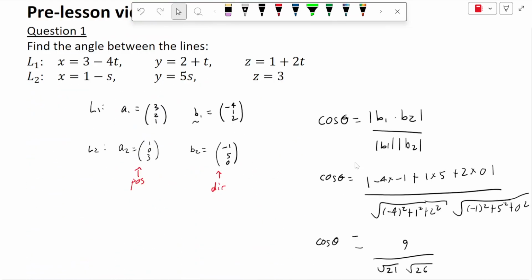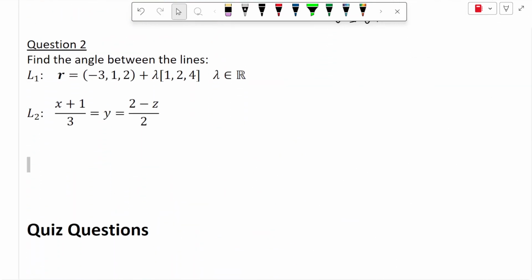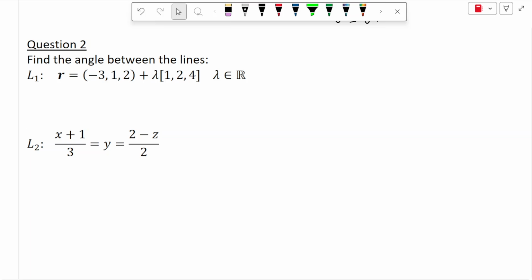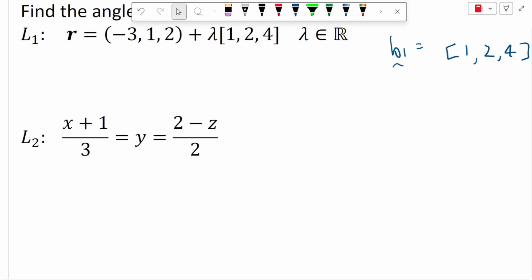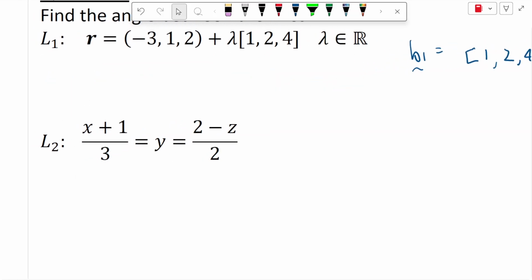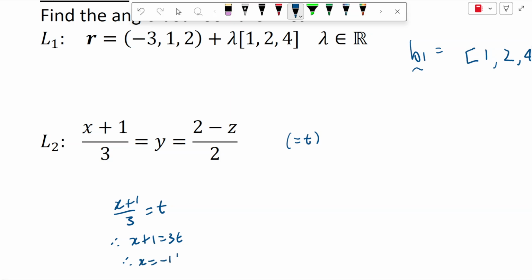Okay, now find the angle between these lines. So the first one is pretty straightforward. So b1 is just the direction vector for the first one, that is 1, 2, 4. For the second one, it's not so straightforward because we need to convert it back. So they've used lambda. Let's use just, I don't know, t or something. So x plus 1 over 3 should equal t. Therefore, x plus 1 is 3t. So x is -1 plus 3t.